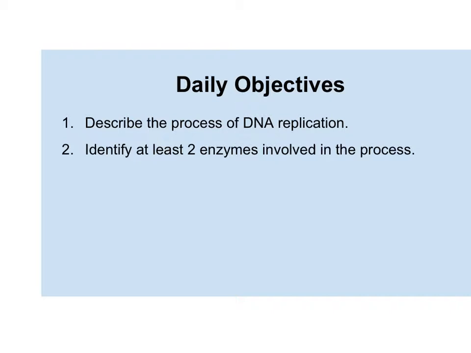First, you should be able to generally describe the process of DNA replication. Remember, replication is when DNA makes a copy of itself. It makes an exact copy of itself. It needs that because if you have one cell that's going to divide into two cells, each of those new cells is going to need all the DNA. So you need to make a copy of the DNA before the cell can divide.